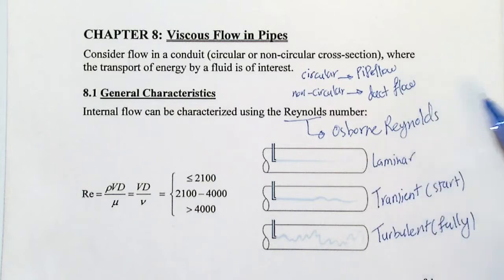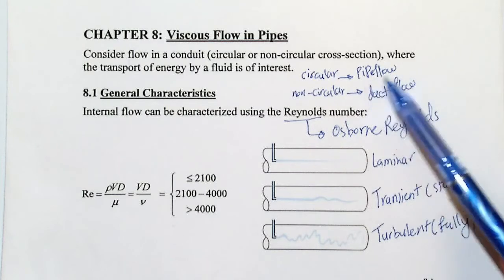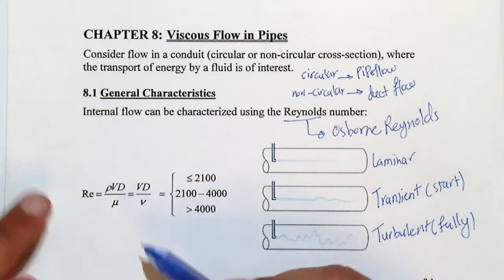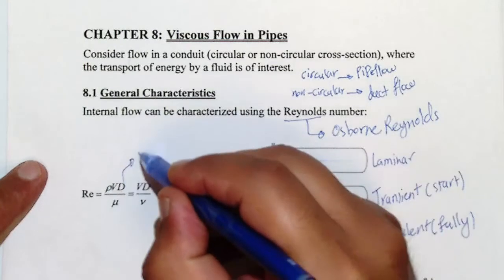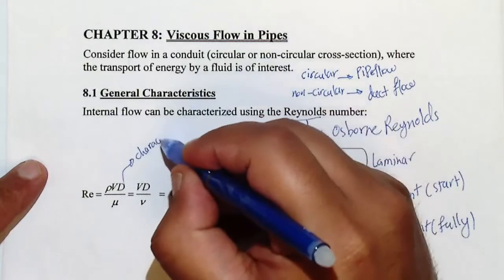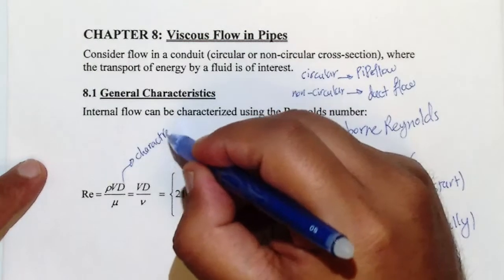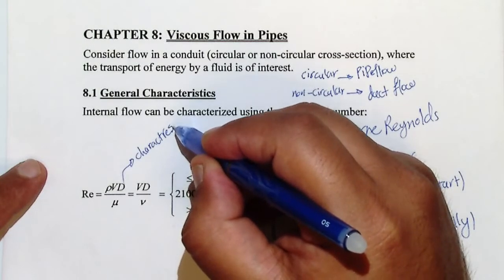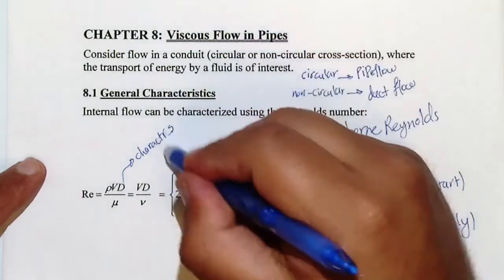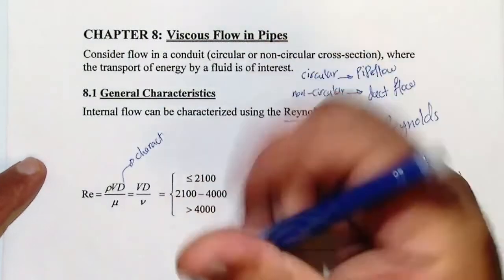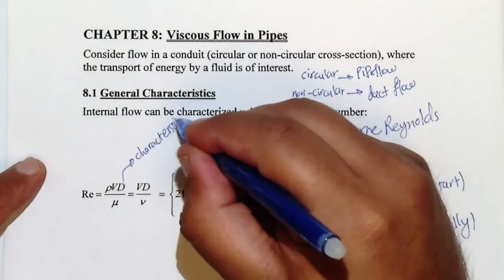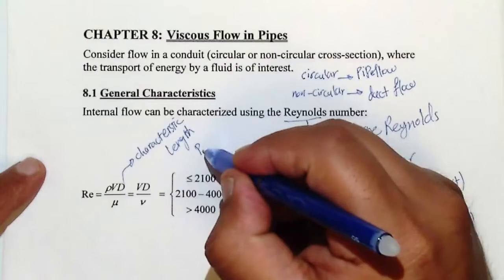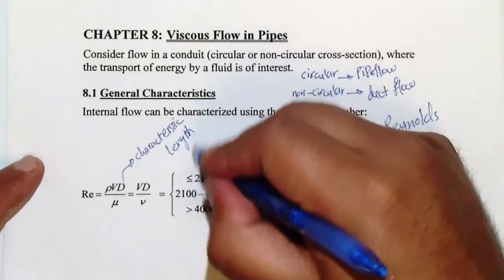So we are talking about two types of flow here, pipe flow and duct flow. For the pipe flow, D, which is the characteristic length, is the diameter of the pipe. Okay, so that's the diameter of the pipe.